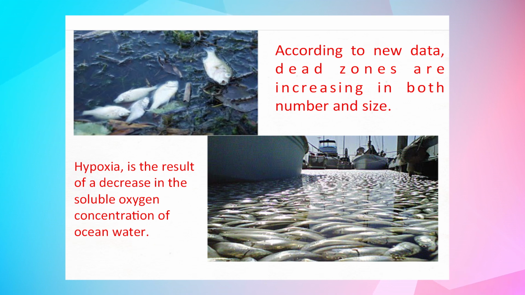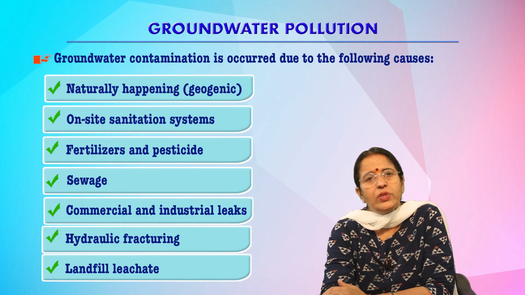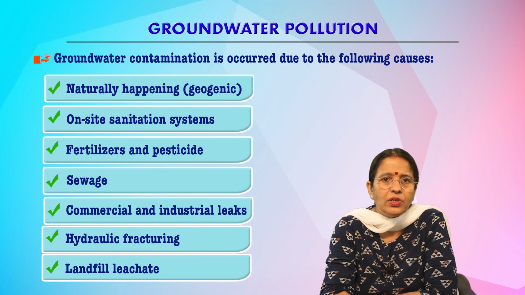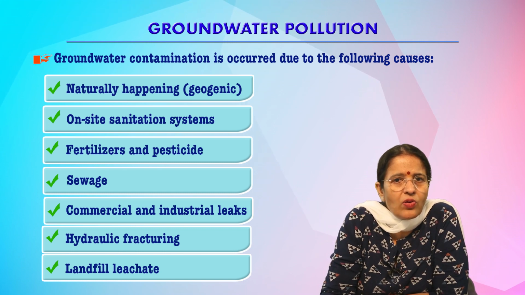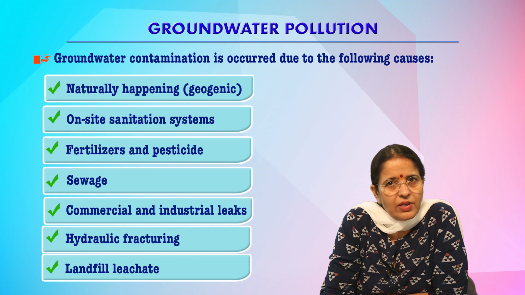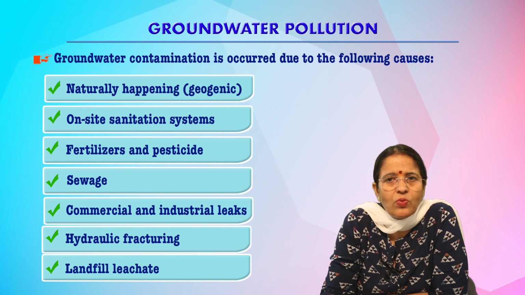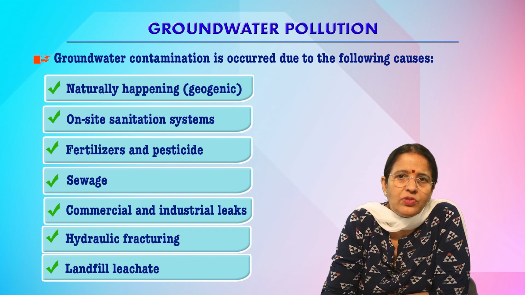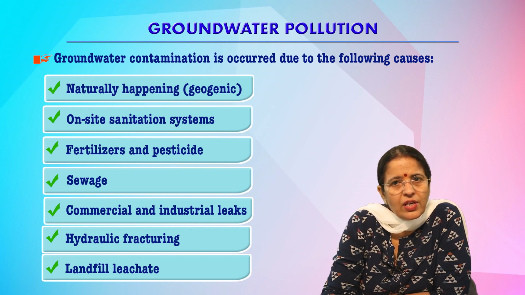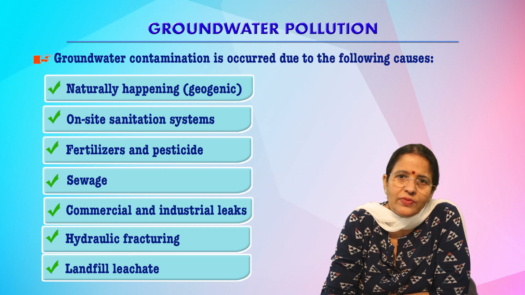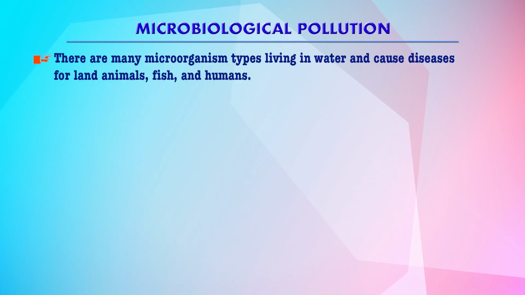It is a result of a decrease in the dissolved oxygen concentration of oceanic water, and new data show that dead zones are increasing in both number and size. Now we come to groundwater pollution. Groundwater pollution mainly takes place due to geogenic sources and on-site sanitation systems. Fertilizer and pesticides are also one of the main sources of groundwater pollution. Sewage, commercial and industrial leaks, hydraulic fracturing, and landfill leachates are sources of groundwater pollution.